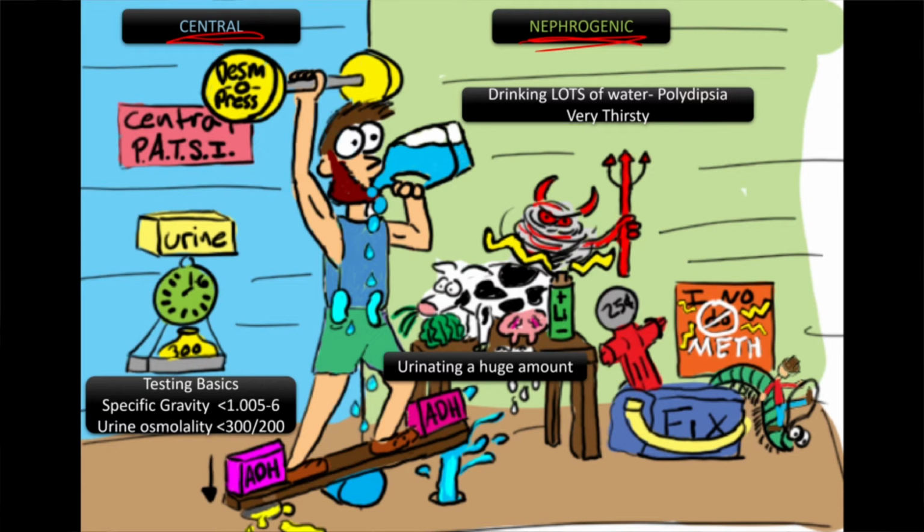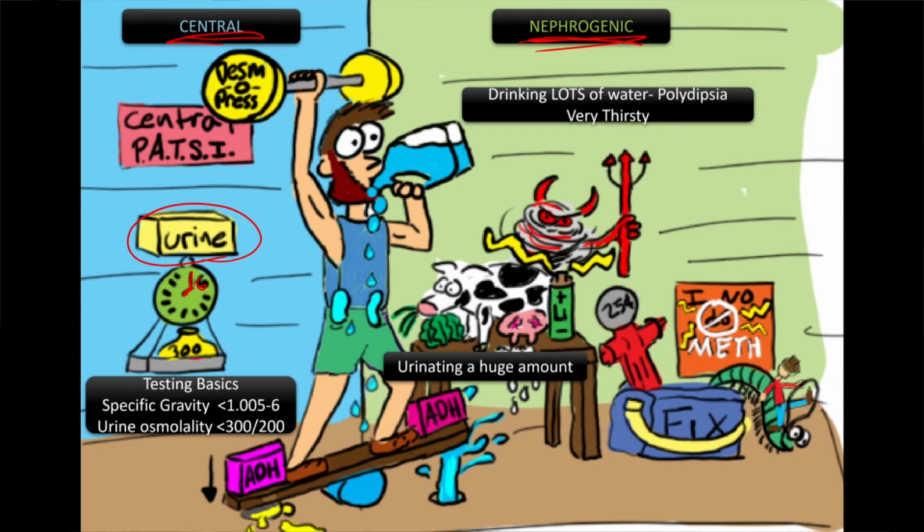Basics of how do you test for diabetes insipidus. Here we have a scale, so it tests the gravity of your urine. And the scale right here is pointing to 1.6. And that actually means the specific gravity, different sources said different things, between 1.005 to 1.006, less than that for the specific gravity.